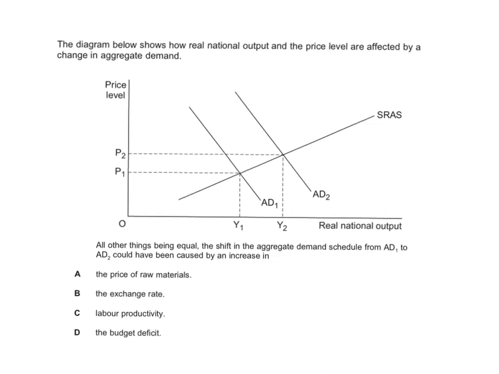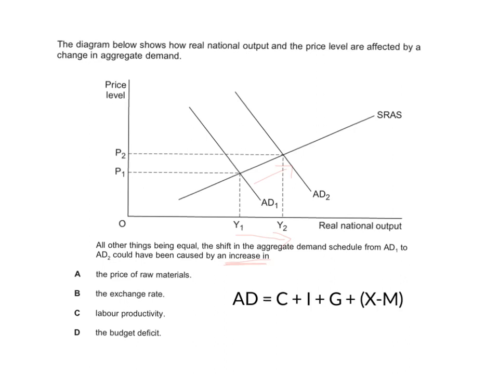So first of all, we need to see what has happened for AD. So we can see there's been a rightward shift, so there's been an increase in AD, and we know it's an increase in AD because real national output has increased from Y1 to Y2. So whatever's happened in this situation, it's been caused by an increase in something. So now we just have to look at the different options.